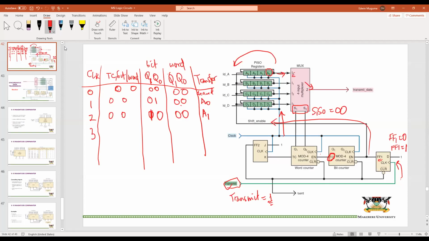On the third clock, our TC is still 0, 0. The bit counter has gone to 1, 1. Our word counter is still 0, 0. And now we are transferring A2. I hope that I'm getting this one right. And on the fourth one, our bit counter will go to 0, 0.